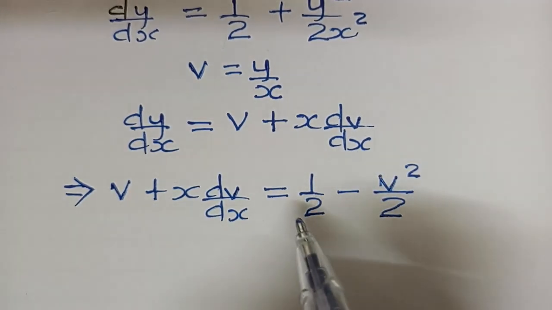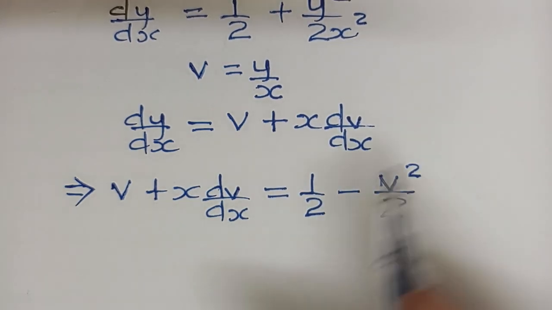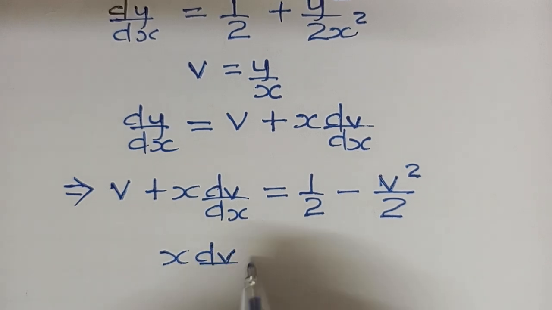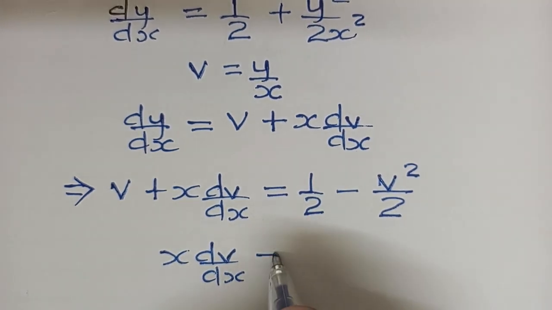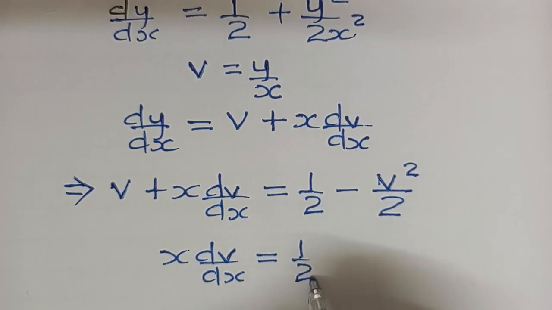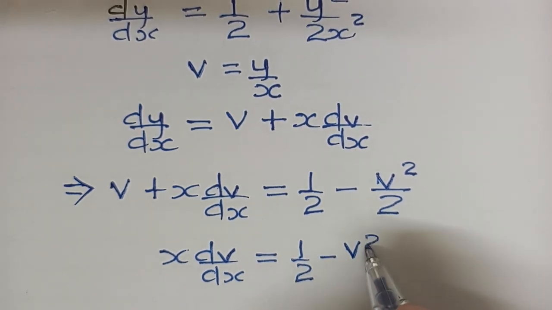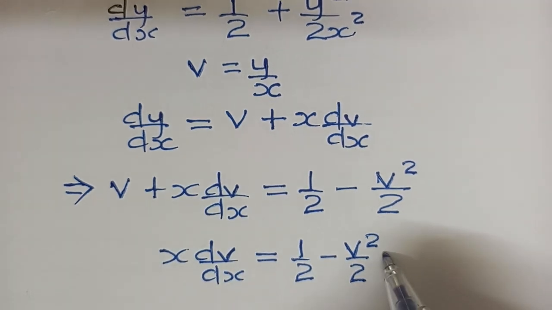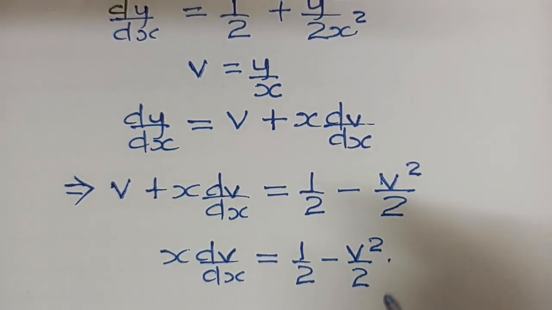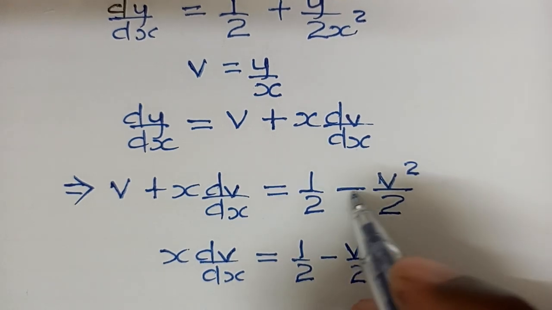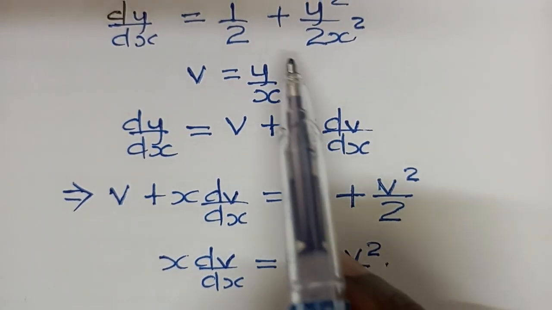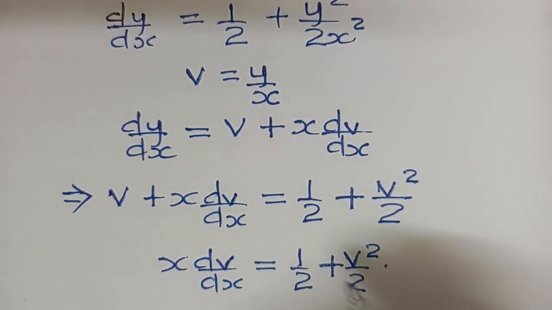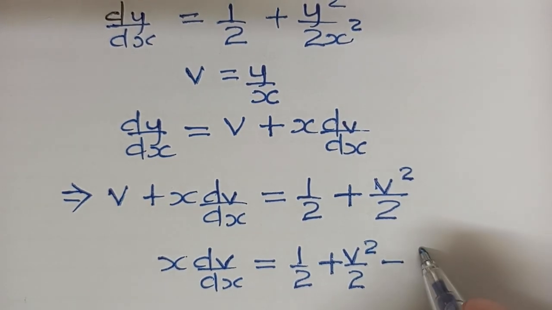Now we can separate the variables. We move v to this side, and so we shall be left with x dv over dx, and on this other side we have a half plus v squared over 2. Guys, we can bring this v here. I can correct, this was plus. So this is plus, and this v is going to be minus v.